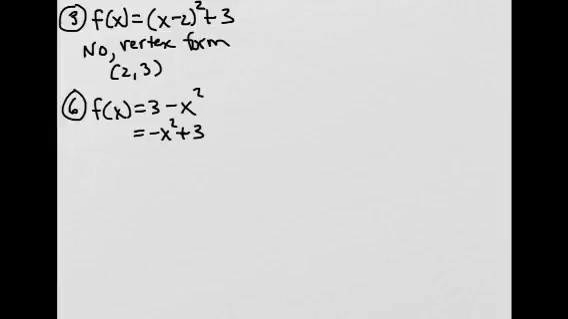For number 6, they want you to match. I rewrote it so that the X is first. So this tells me that there's a reflection over the X-axis, so the parabola is opening down, and the K value is 3. So that means that it went up 3 units. So the only parabola that has a vertex at 0, 3 opening down is letter D. Okay, so this is the answer for number 6.